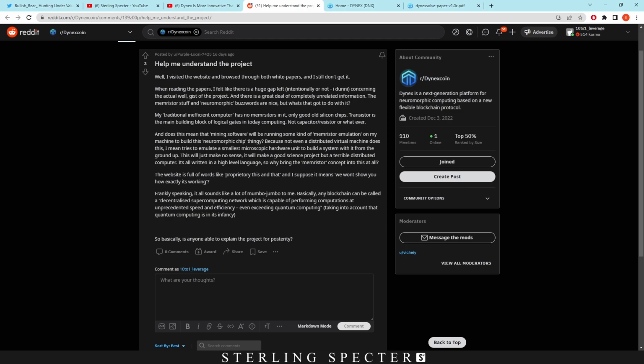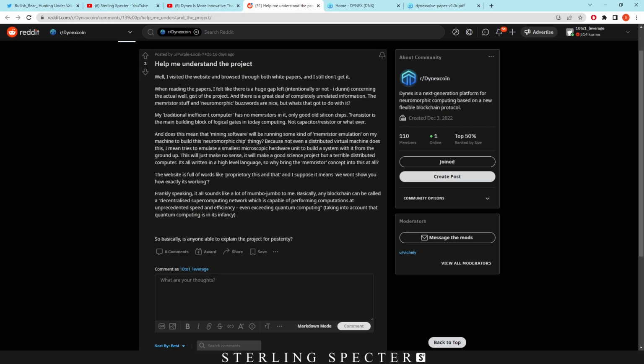Then it goes on to say, when reading the white papers, I feel like there's a huge gap, left unintentionally or not, concerning the actual gist of the project. And there's a great deal of completely unrelated information. The memristor stuff and neuromorphic buzzwords are nice, but what's that got to do with it? My traditional inefficient computer has no memristor in it, only good old silicon. Transistor is the main building block of logical gates in today's computing, not capacitors/resistors or whatever they're using in Dynex Coin.